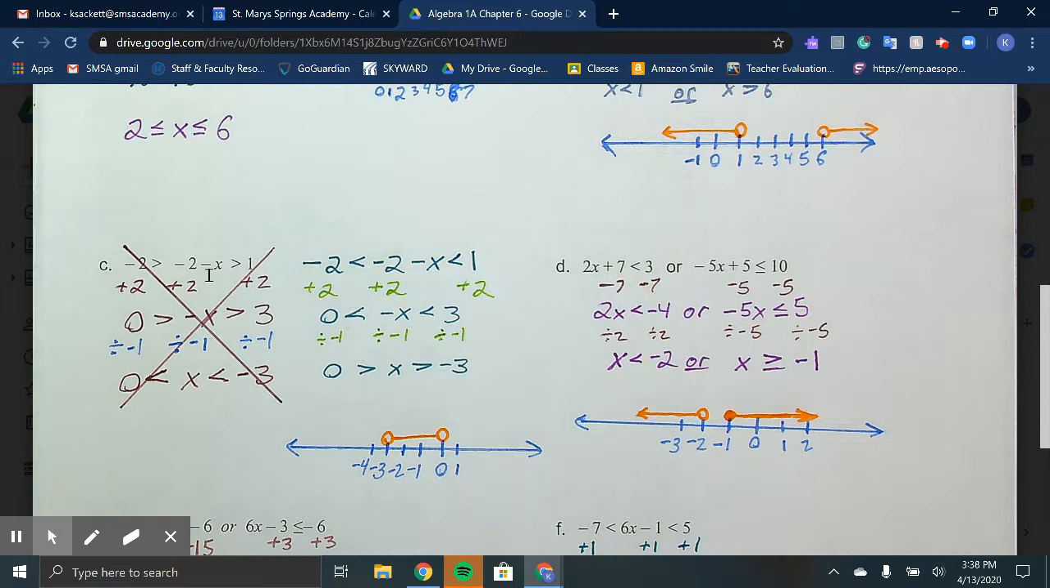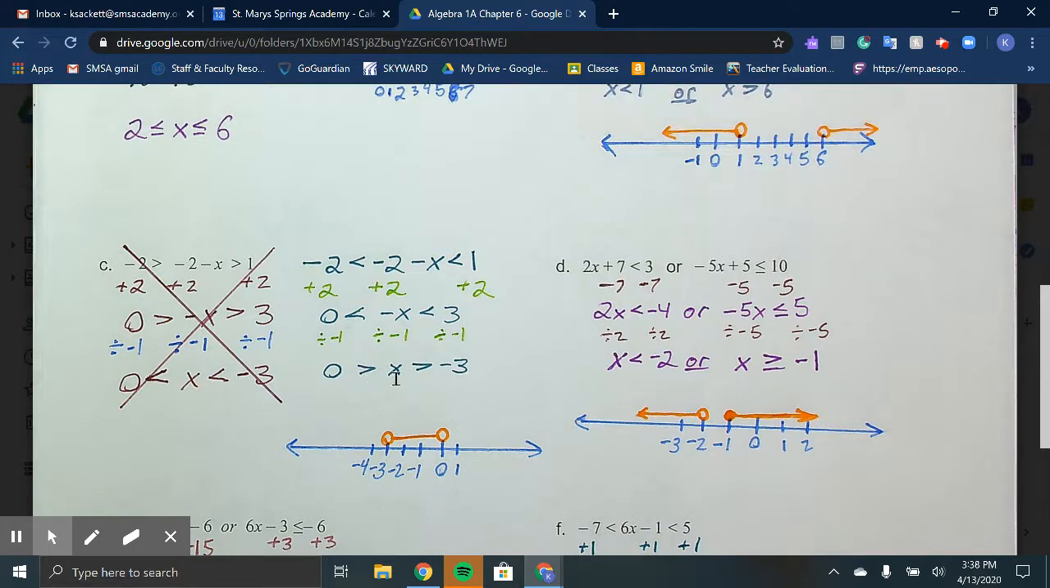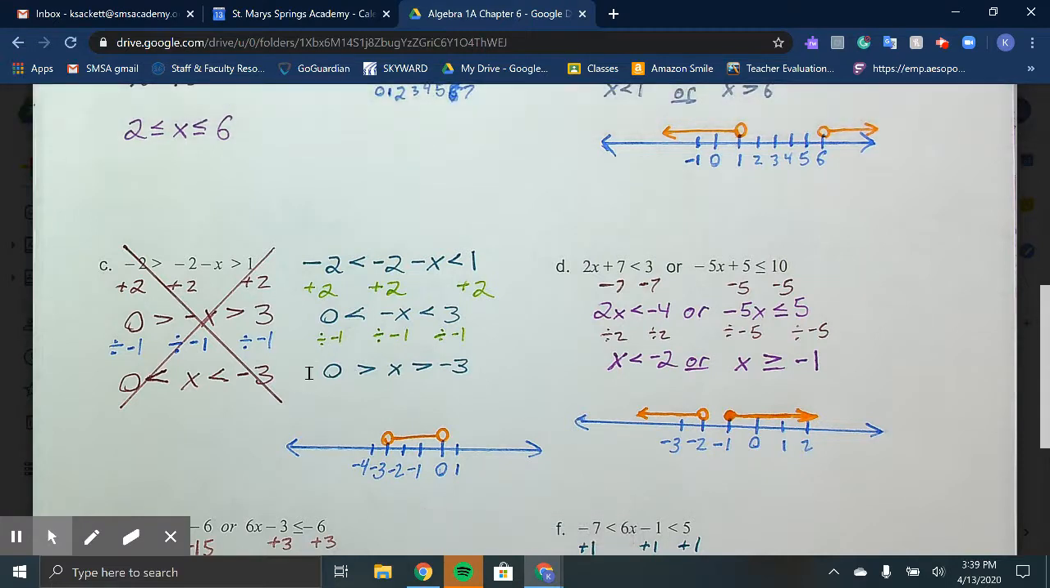So in this case, 0 is greater than x, and x is greater than negative 3. Or we could read it as x is less than 0, and x is greater than negative 3. So open circle at 0, open circle at negative 3, and draw the line connecting the two, meaning x is somewhere in between.